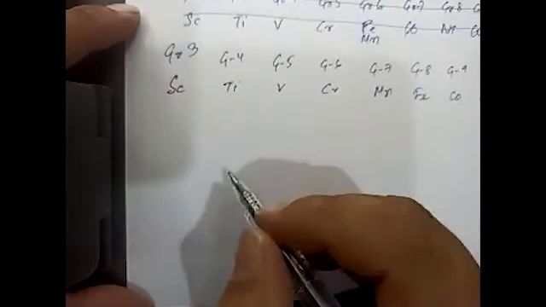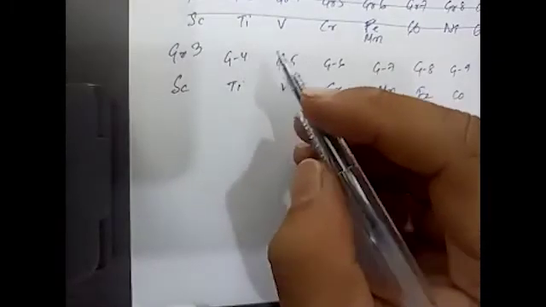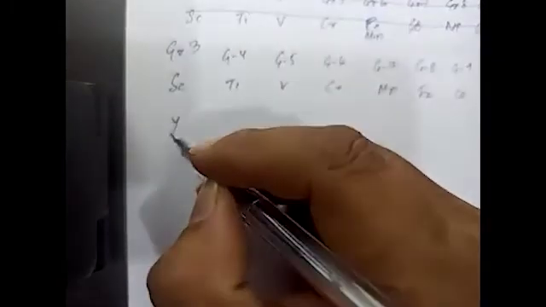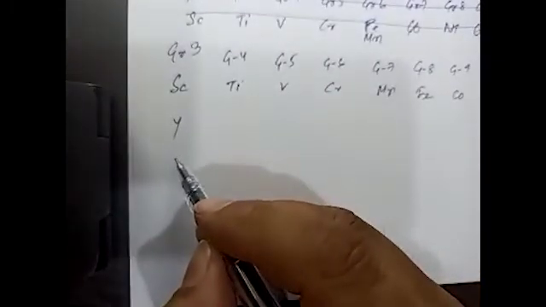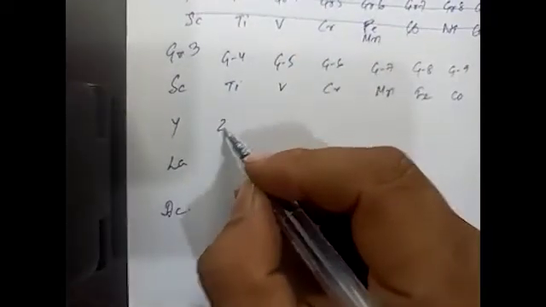So after that, scandium is written. Next is scandium, right? Then it comes yttrium. Then it comes lanthanum. And then it comes actinium. Okay, you need not remember everything, just the first two, if you remember that will be sufficient.